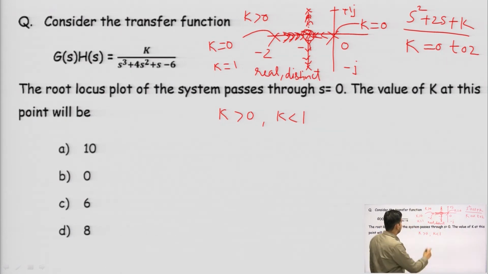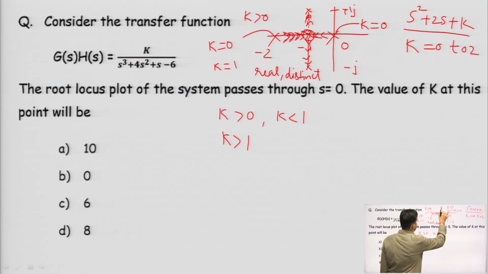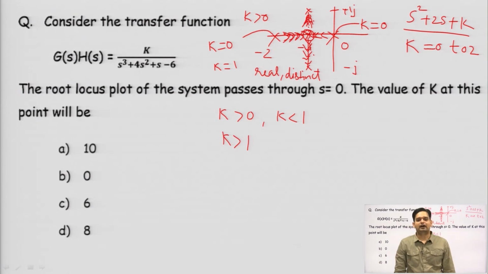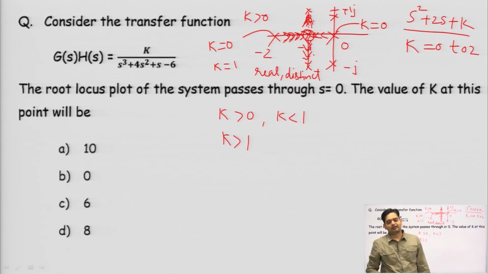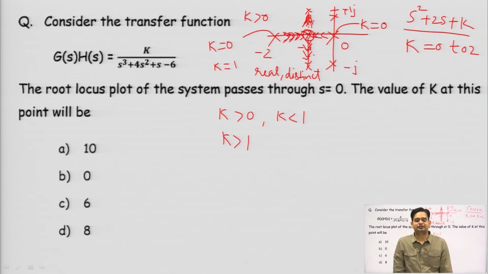Whenever my value of k is greater than 1, it will leave the real axis and it will try to move in the imaginary axis. It means my roots are complex and it will be an underdamped system. Okay. And further when I increase the value of k, if it touches the imaginary axis at a certain point, then we can say the system would be marginally stable. Okay. So, this condition will come when we change the value of k.